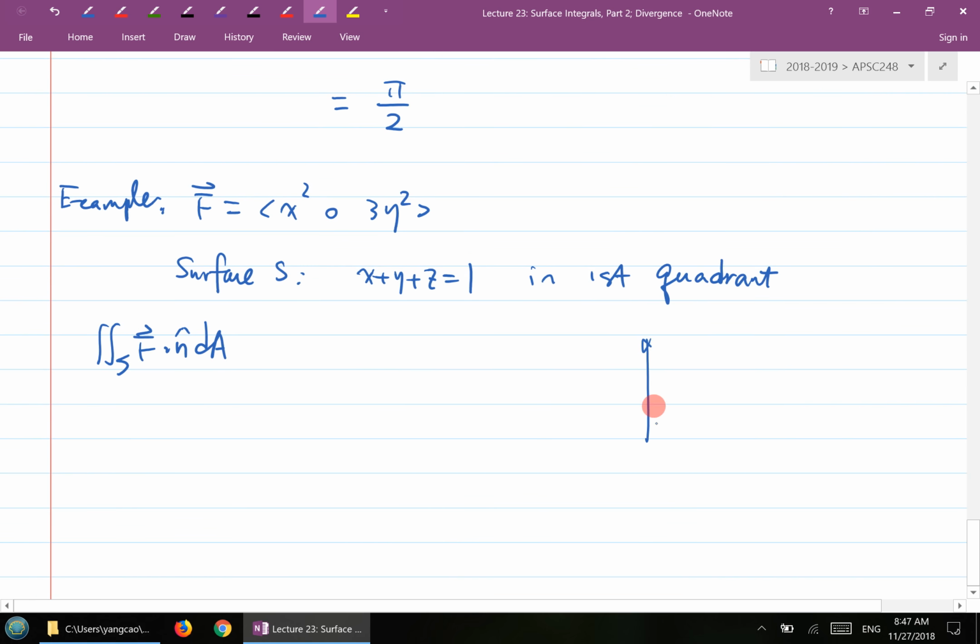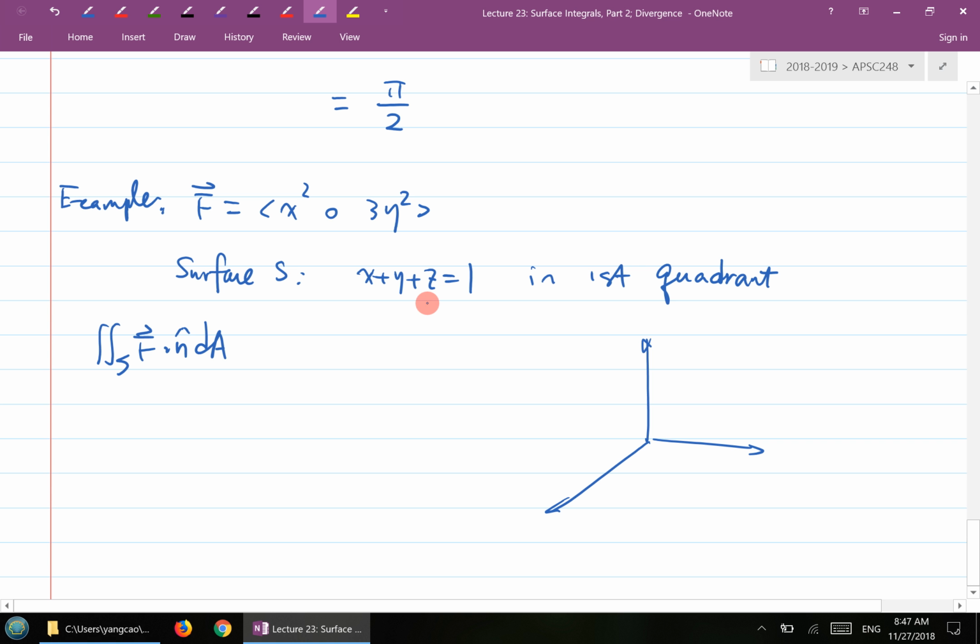Again, let's roughly sketch this surface. x plus y plus z equal to 1, and that should remind you immediately that it's a plane. Now, how do I plot the plane? There are some tricks in terms of how to plot the plane.